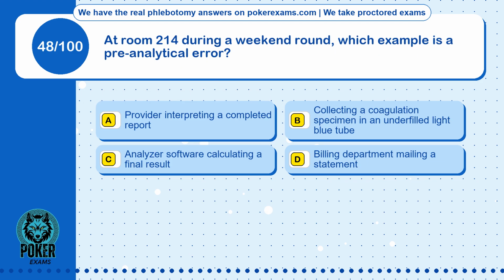Question 48. At room 214 during a weekend round, which example is a pre-analytical error? Option A, provider interpreting a completed report. Option B, collecting a coagulation specimen in an underfilled light blue tube. Option C, analyzer software calculating a final result. Option D, billing department mailing a statement.